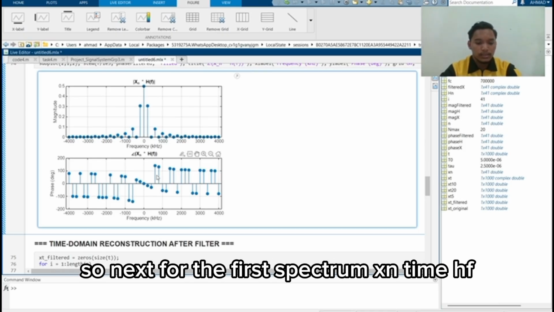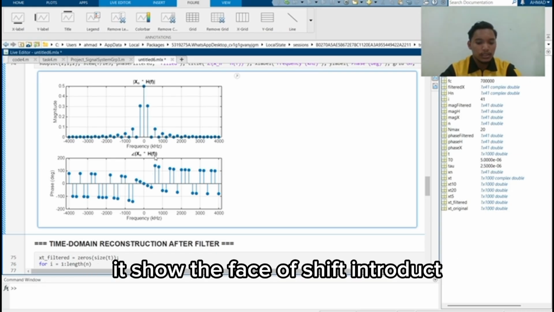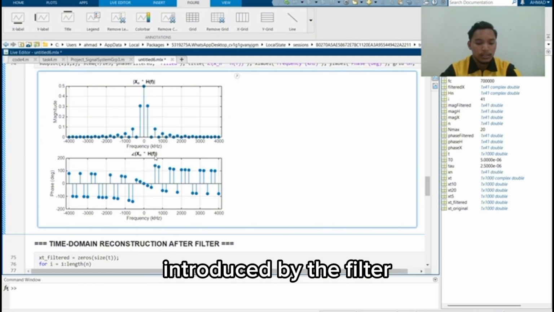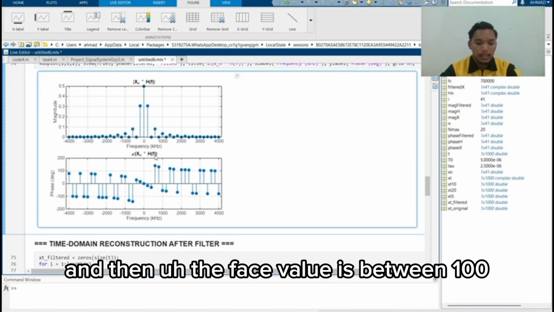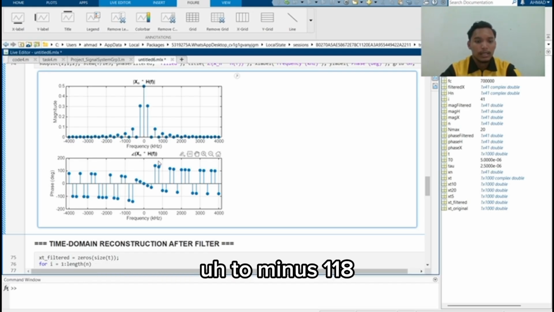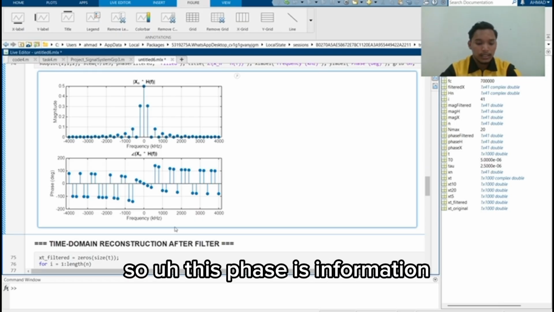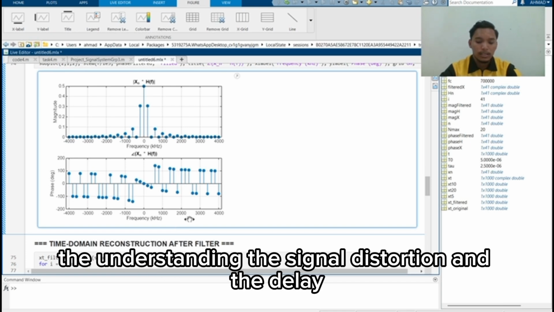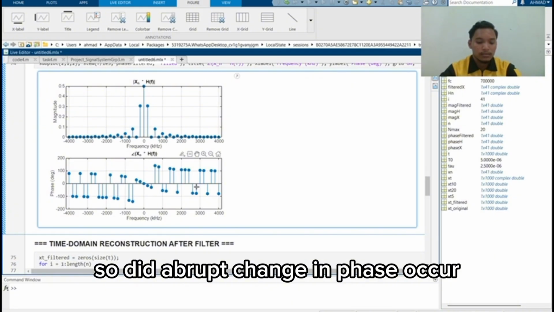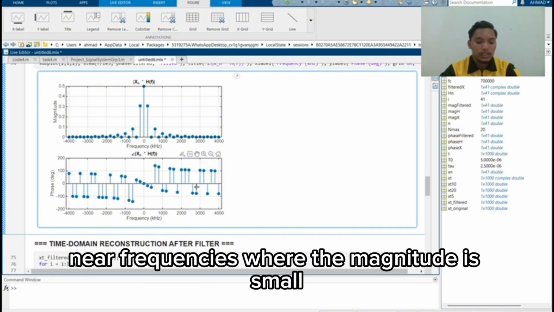So next, for the phase spectrum of xn times hf, it shows the phase shift introduced by the filter, and the phase value is between 100 and minus 118. This phase is information for understanding the signal distortion and the delay. The abrupt change in phase occurs near frequencies where the magnitude is small.